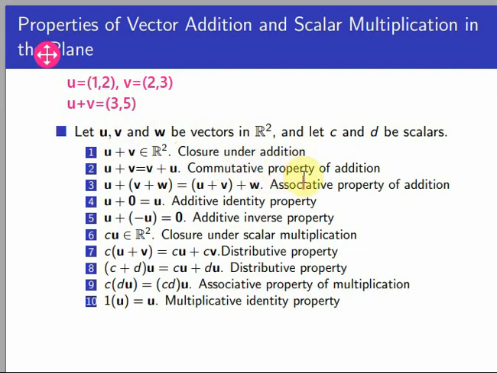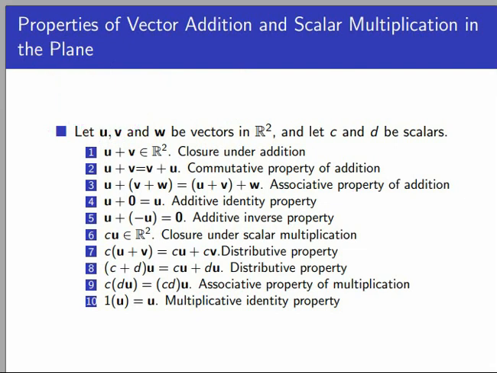Okay, commutativity property: u plus v equals v plus u. Here, what is v plus u? Adding this one to this one is 2 plus 1, which equals 3, comma, 3 plus 2, which equals 5. So u plus v equals v plus u. So vector addition is commutative.